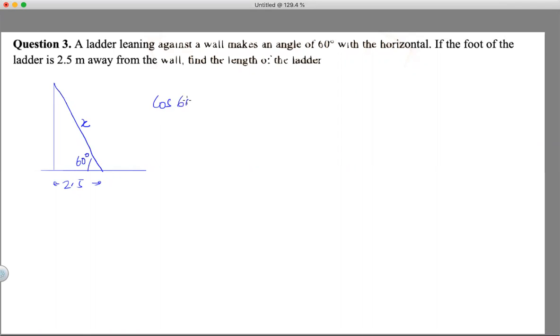Cos 60 degrees is equal to 2.5 upon x, is equal to half. Okay, cos 60 is half, so x is equal to 5 meters. Okay, this is the 1 mark question. Simple, one angle, 1 mark.